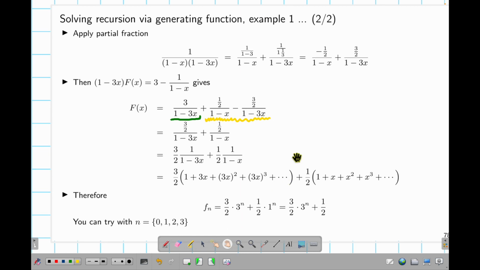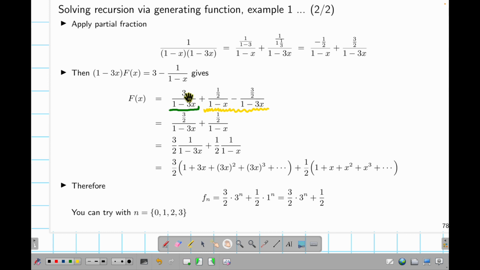Okay, then what's next? If you look at the term, you can see this guy and the last term, they share the same denominator. So I can combine them. It will be 3 minus 3 over 2, which gives me 3 over 2. Okay, and then the second term stays there. And then this I can rewrite as this expression. Okay, so now I have this term.